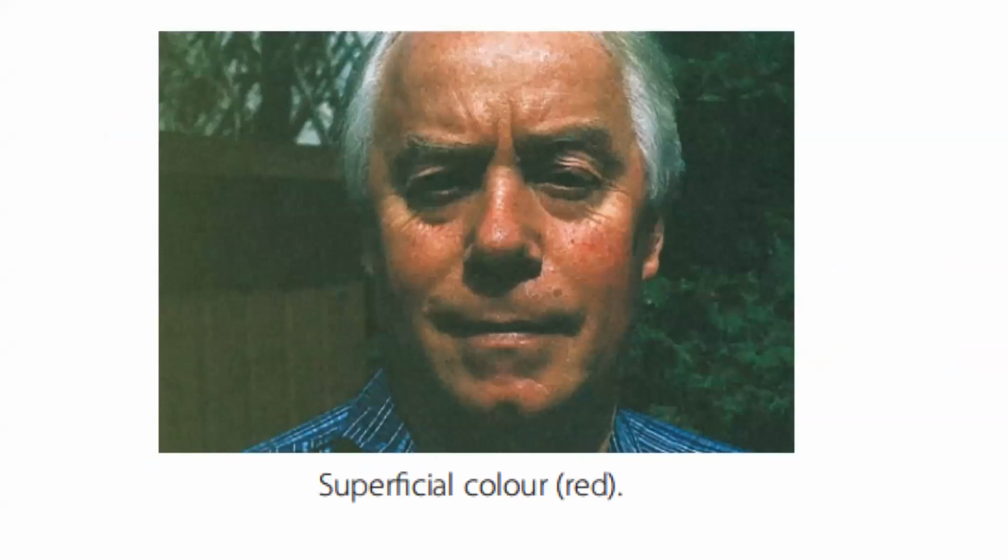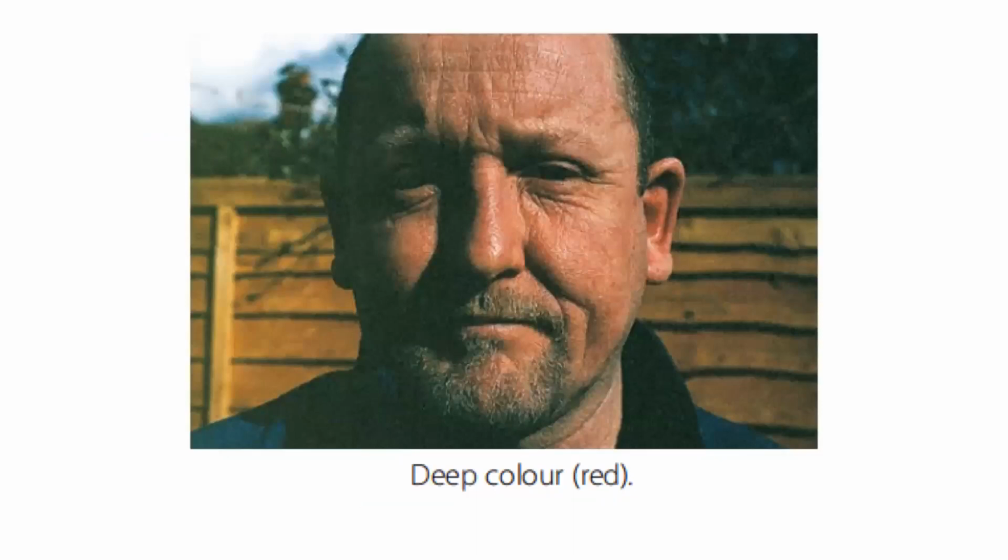This man has a red superficial complexion color because, as we can see, the red color of his face is clearly seen on the surface. Okay? This man has a red deep complexion color because the red color of his face appears to be a level below the surface.